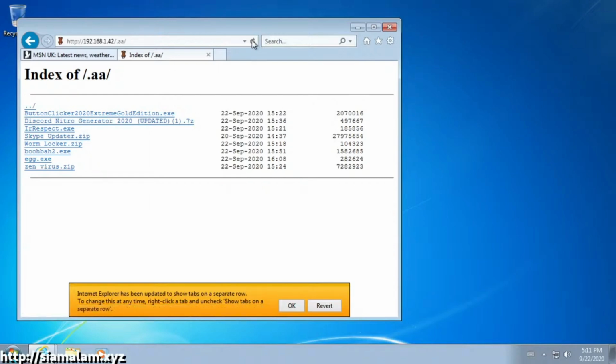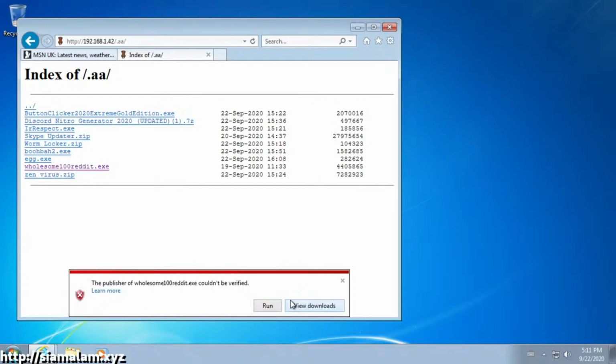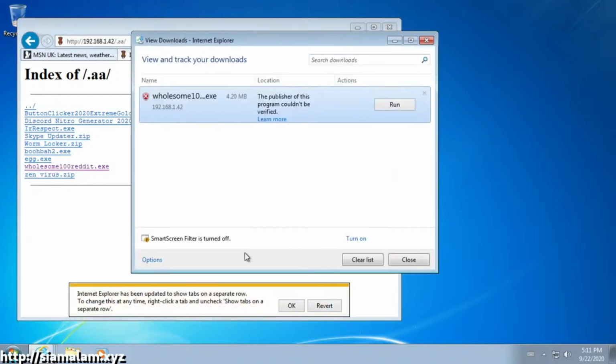Need to do Wholesome 100 virus? That's exactly what I'm going to do right now, yeah. Wholesome 100, very kind stranger. And as you see, it's 420, which is the funny size.